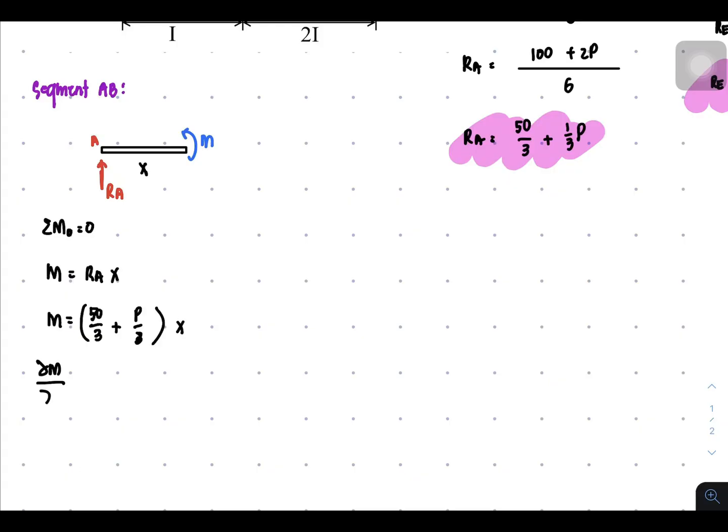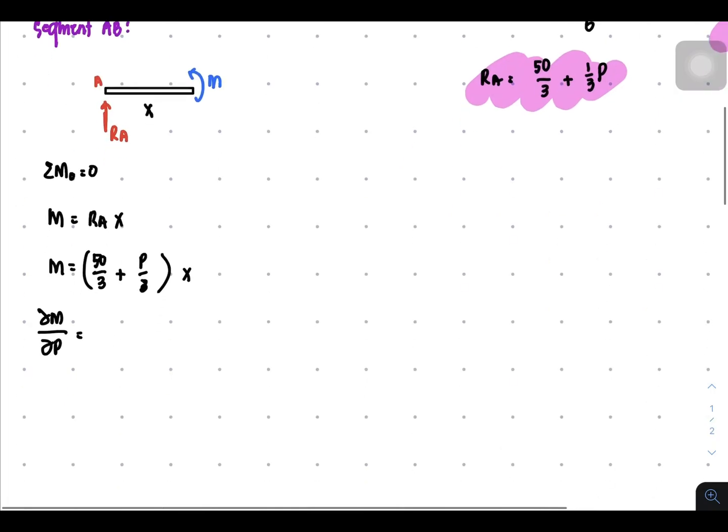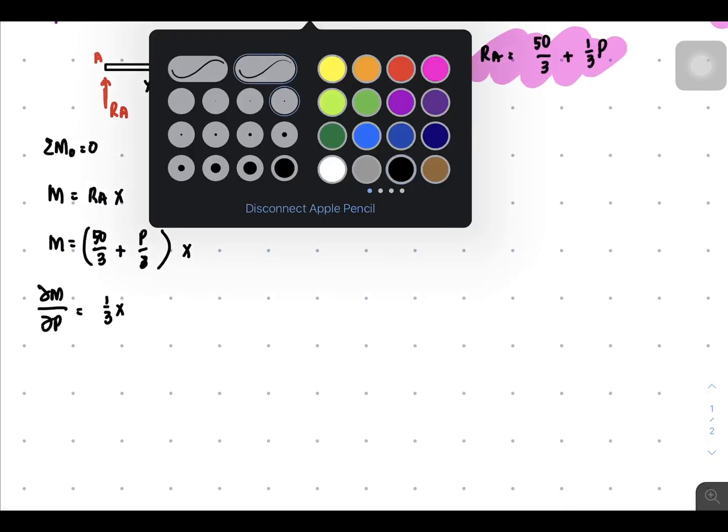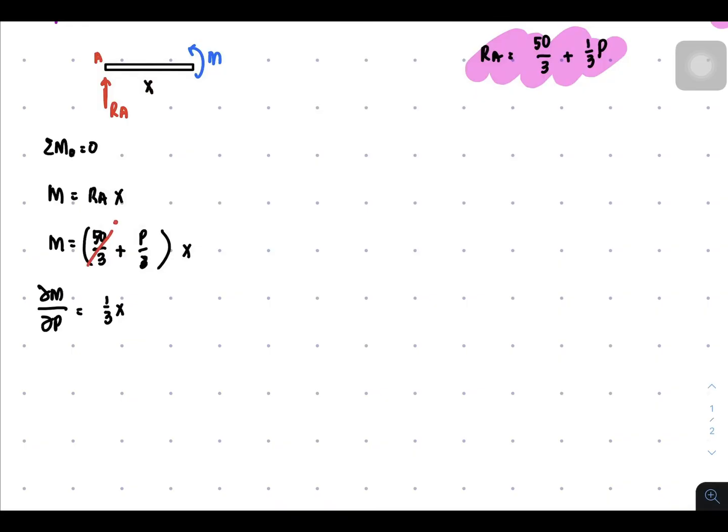So get the partial derivative of M with respect to P. You will have only 1 over 3 x. Again, we're going to set this to 0. By the way, this is a shortcut I am using. First, I distribute, so it's going to be 50 over 3 x plus P over 3 x.